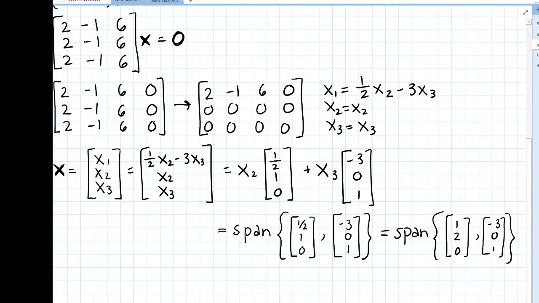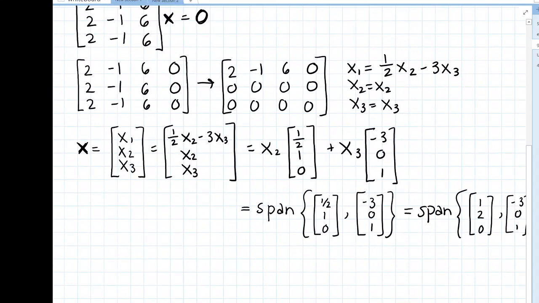So what this means is that any eigenvector, like I said, that corresponds to 2 is going to be in the span of these two vectors. So we could pick an example.